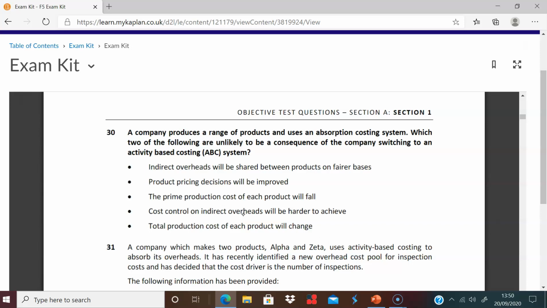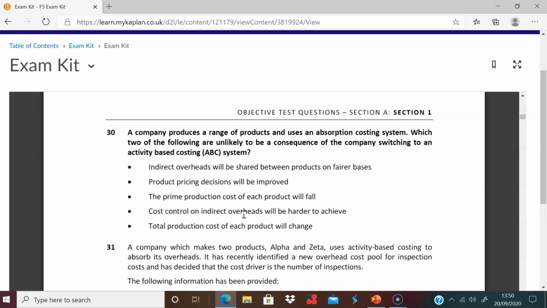Indirect overheads, and remember the focus here is very much on overheads. We do not have issues with our direct costs. So indirect overheads will be shared between products on a fair basis. This is true. The question says unlikely, so I'm going to highlight which ones are the consequences. We will have indirect overheads being shared fairly between products. As a result, product pricing will be improved because if you're using a markup basis, we have better pricing decisions.